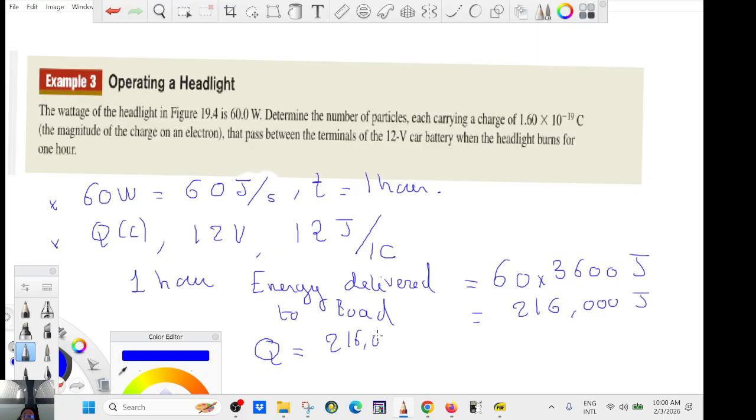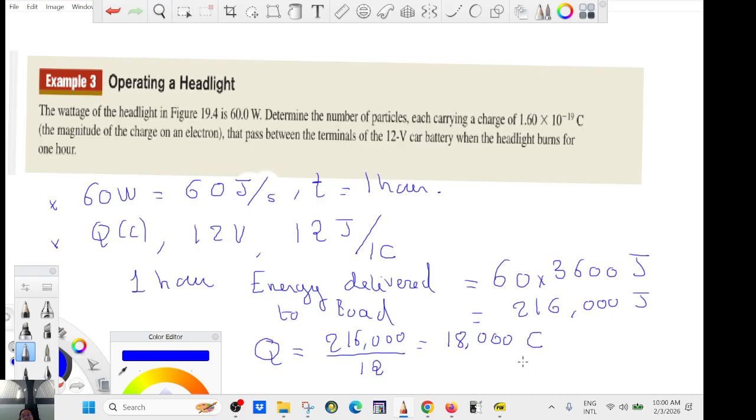Do it. Don't stare. Staring doesn't help. Montessori says you have to do it. Maria Montessori. So that's going to be very good. 18,000 coulombs. So 18,000, 1 coulomb.